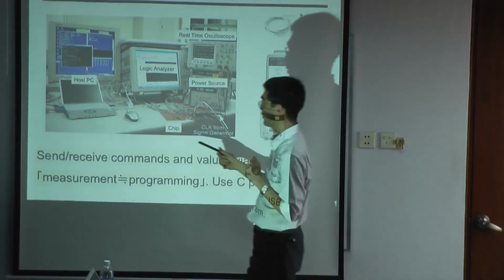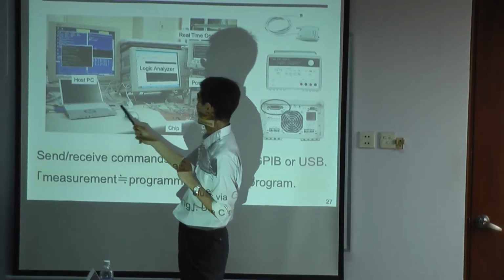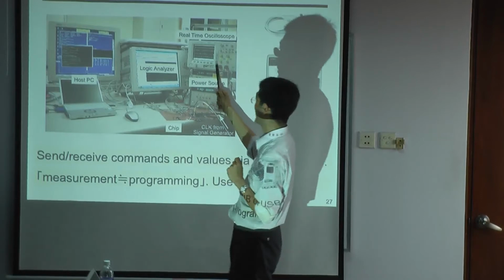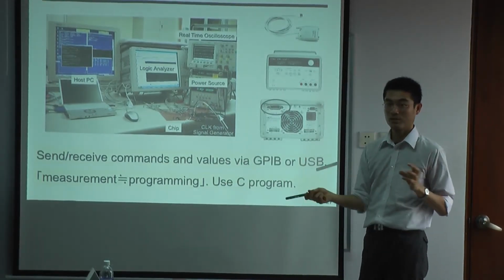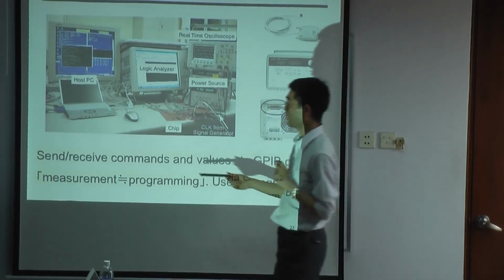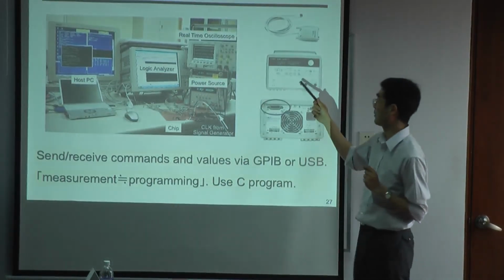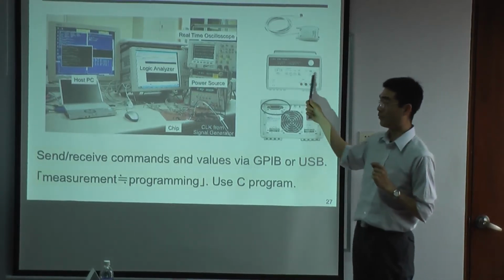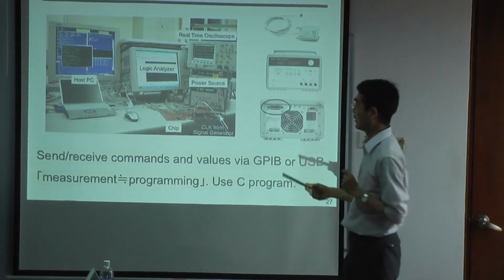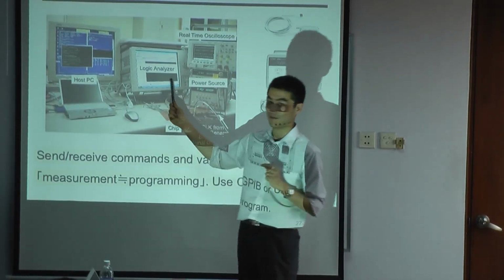So this is a PC and this is a display, and the PC is connected to all these devices through GPIB cables. So from the PC, we will send a command to, for example, set 1 volt to the output, or set 0.9 volt to the output, and set what kind of logic we have to have.